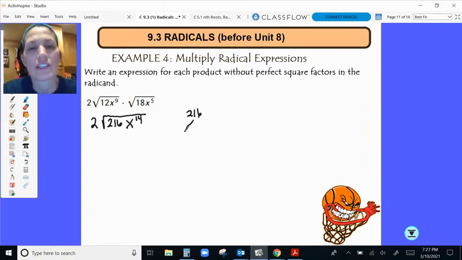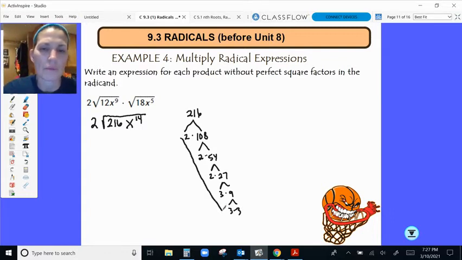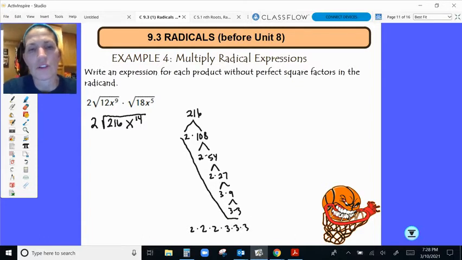Okay. So 216, that's going to be 2 times 108. And I'm going to keep going with 2 here. 2 times 54. And I'm going to keep going here. 2 times 27. And now 2, I can't use a 2 anymore. So I'm going to keep going. I'm going to use a 3 now. 3 times 9. And that's going to go 3 times 3. Okay. So notice I have here on my left-hand side all of my prime numbers. Right. So I have 2 times 2 times 2 times 3 times 3 times 3. That equals 216. Okay. So notice I have a pair of 2's here and a pair of 3's that are both perfect squares.